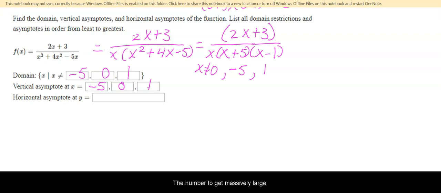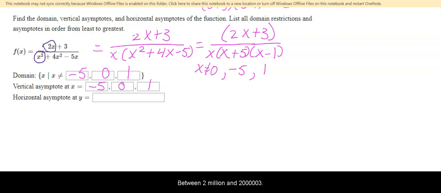As the numbers get massively large, what takes over are the highest degree terms in the numerator, the 2x, and the highest degree term in the denominator, x cubed. The further out you get, the more important those terms are and the less important the other terms are. Let's imagine, for example, that I let x be 1 million. If I multiply 1 million by 2, I get 2 million. If I then add 3, adding 3 makes very little difference in the graph.